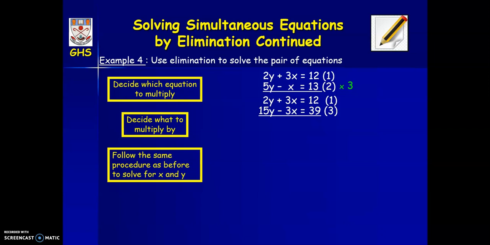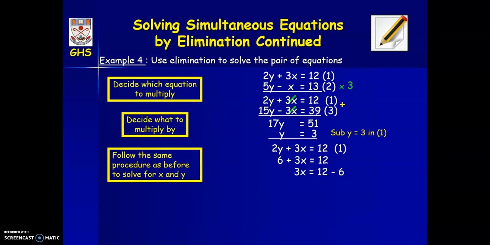To eliminate the x terms, we add the two equations together. So we get 17y equals 51. Divide by 17 to get y equals 3. Now we substitute y equal to 3 into equation 1 because that's the easiest. So 2y plus 3x equals 12 becomes 6 plus 3x equals 12. If we take the 6 across and subtract, we get 3x equals 6. So x equals 2. So our solution this time would be the coordinate point 2, 3.